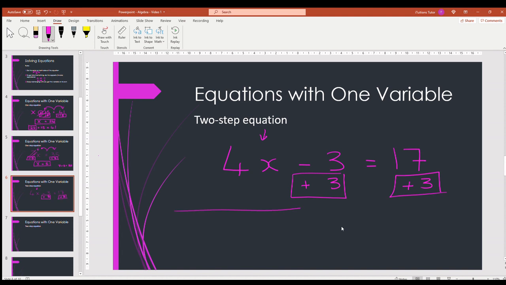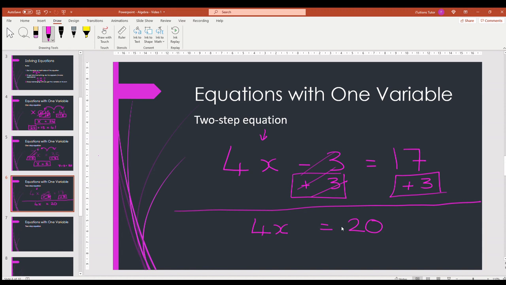I'm going to rewrite this equation just to make it more clear. So this cancels out. We're left with 4x equals 17 plus 3, which is 20. We still don't have x on its own. We need to carry on rearranging until we get x on its own.